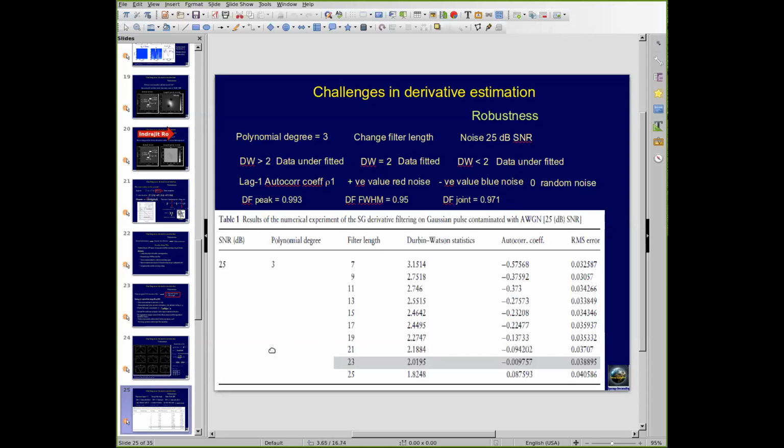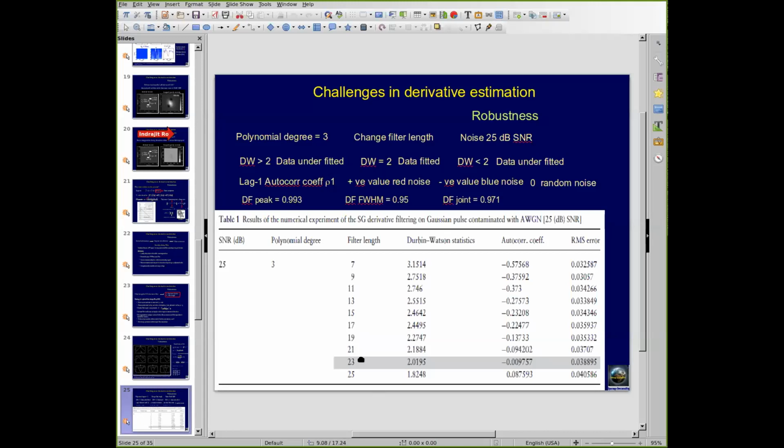And DF, the Derringer desirability function. DF means desirability function. So with 0.993 for the peak value, and for FWHM, meaning full width at half maximum, which I consider as one of the parameters for pulse shaping, that becomes 0.95, and together it becomes 0.97.